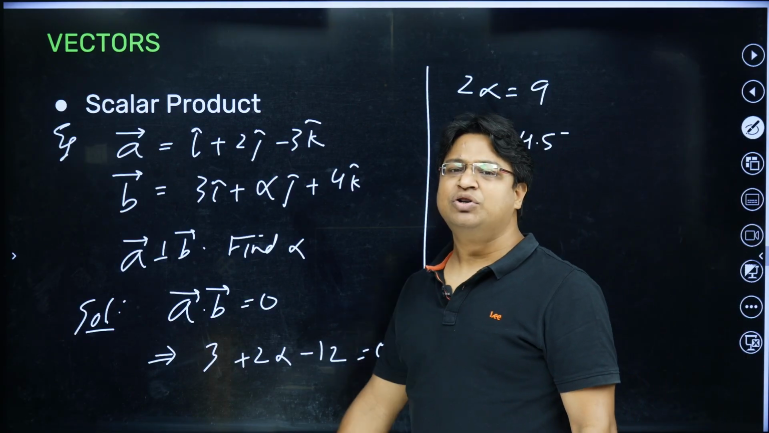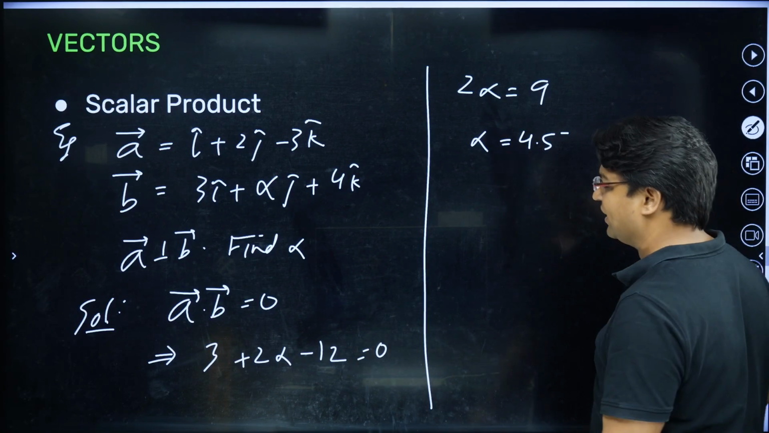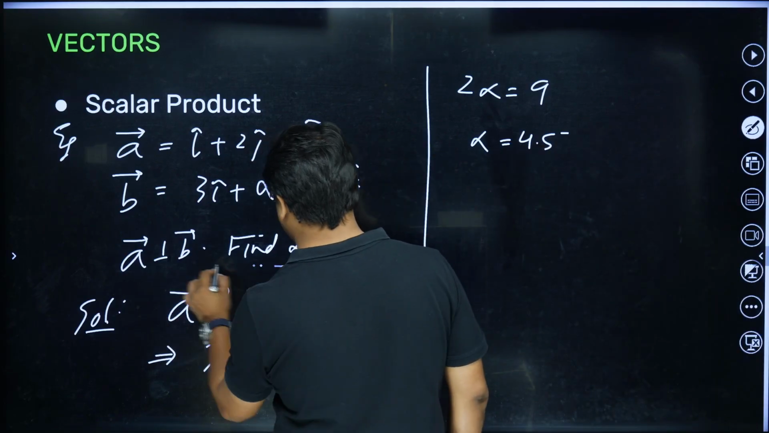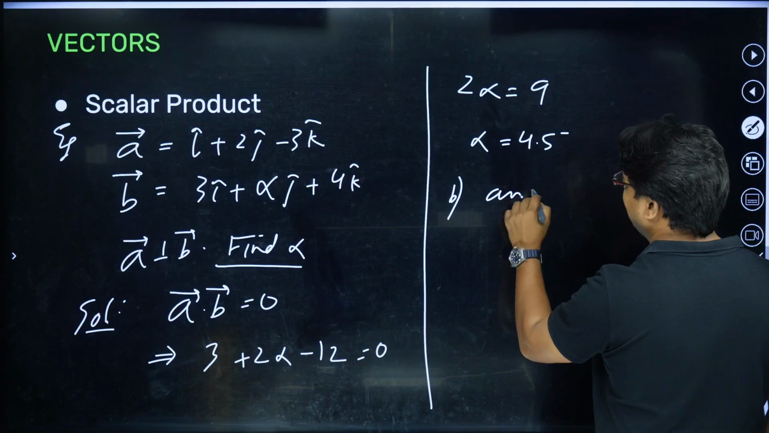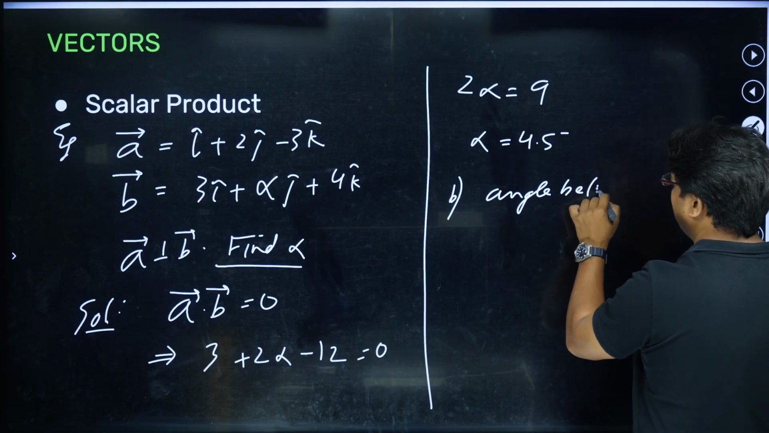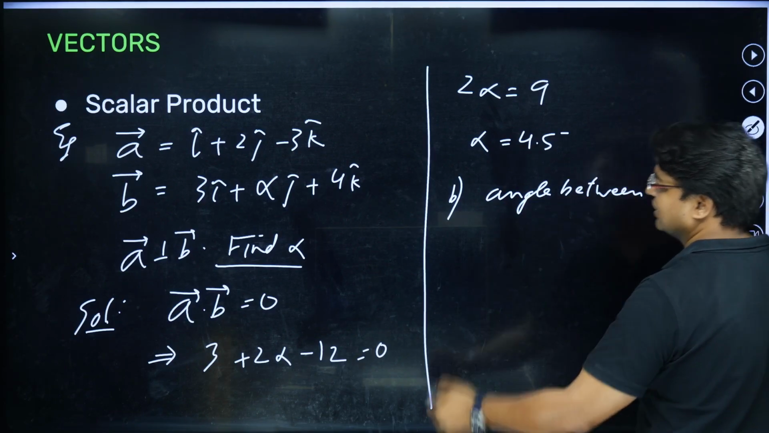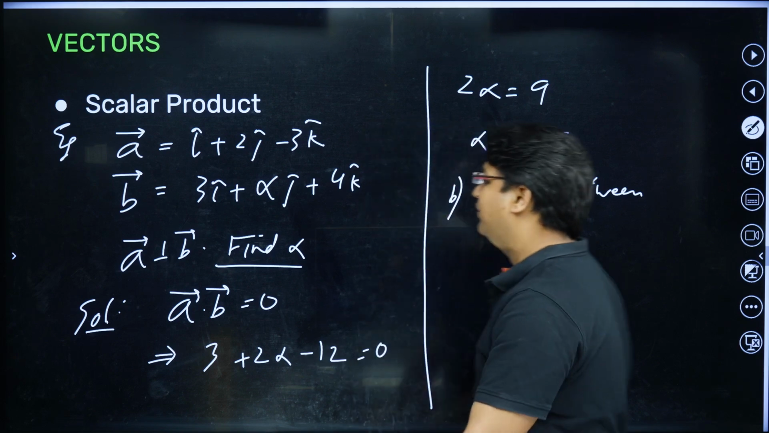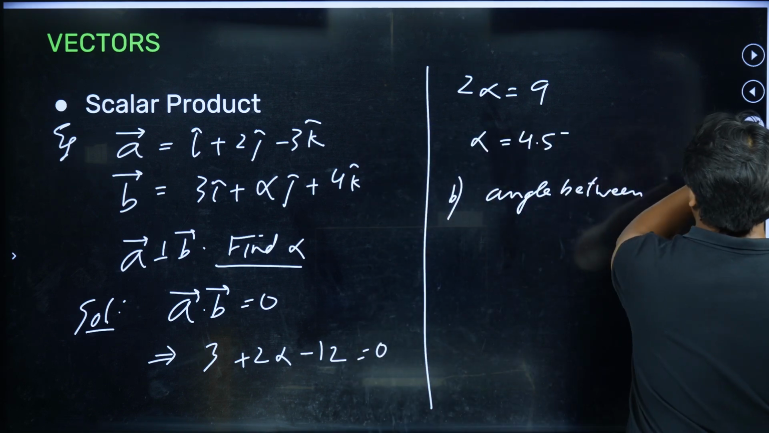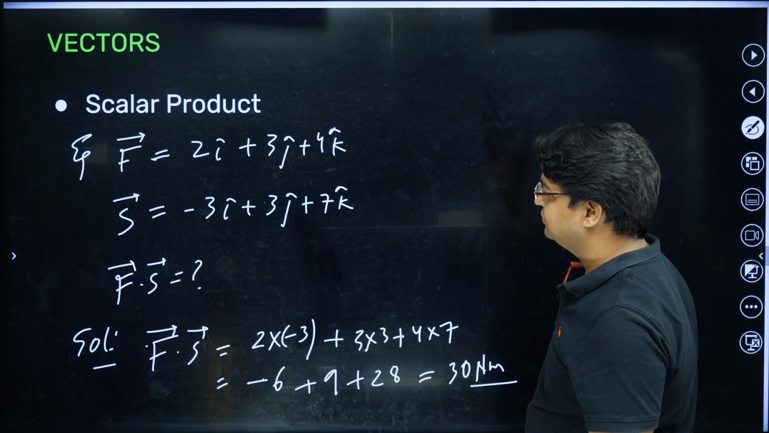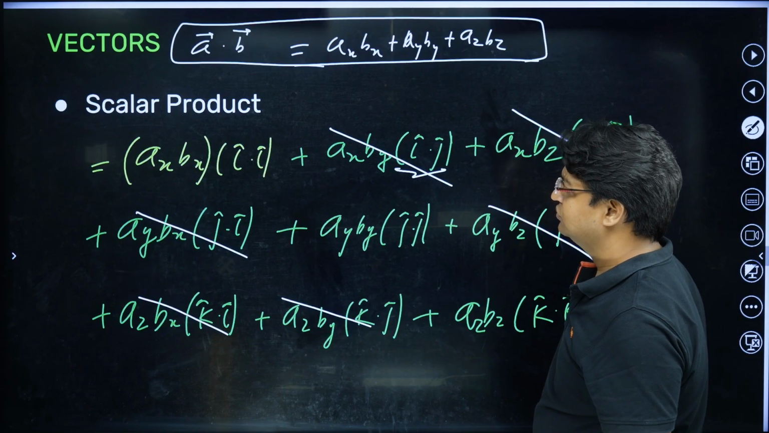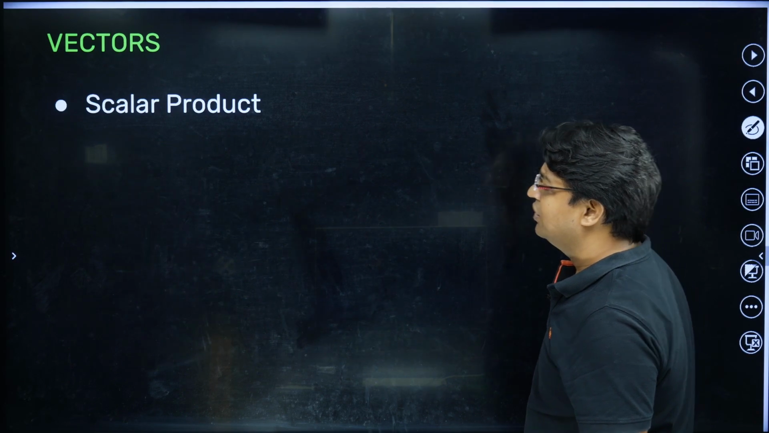Now suppose I want you to calculate the angle. Let's say this was part 1. Part B, I want you to find the angle between A and B. Actually, that is given to us, that they are perpendicular. So we need to change the question now. Okay, let's do a new question then.